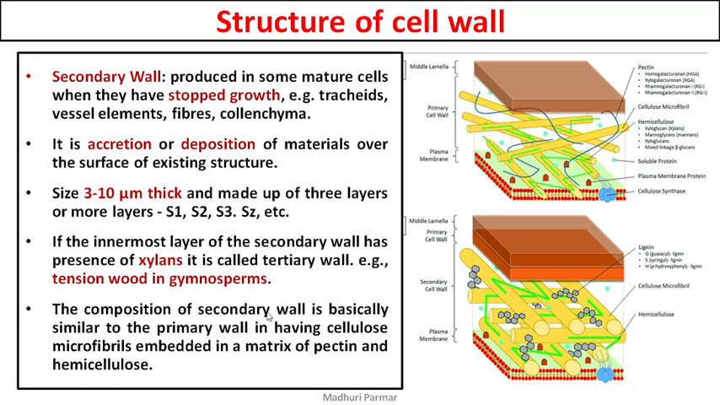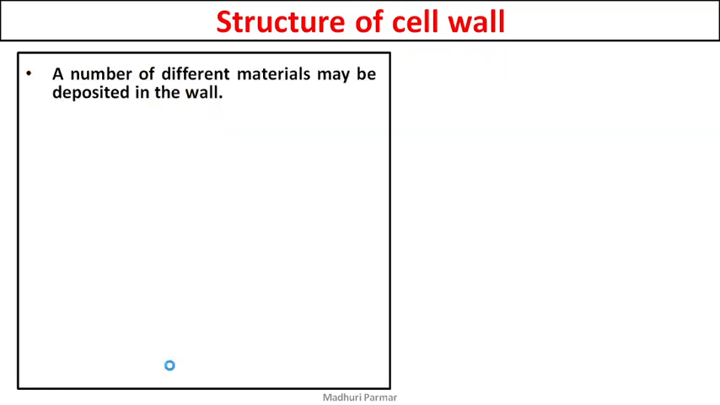The composition of secondary cell wall is basically similar to primary cell wall. Their components are the same. You have matrix, hemicellulose, cellulose, pectin, and so on. Same things. One difference: the pectin will be present in the primary cell wall, but it will not be present in the secondary cell wall. That is the difference. Instead, some other molecules will be present. We will see what all is present.